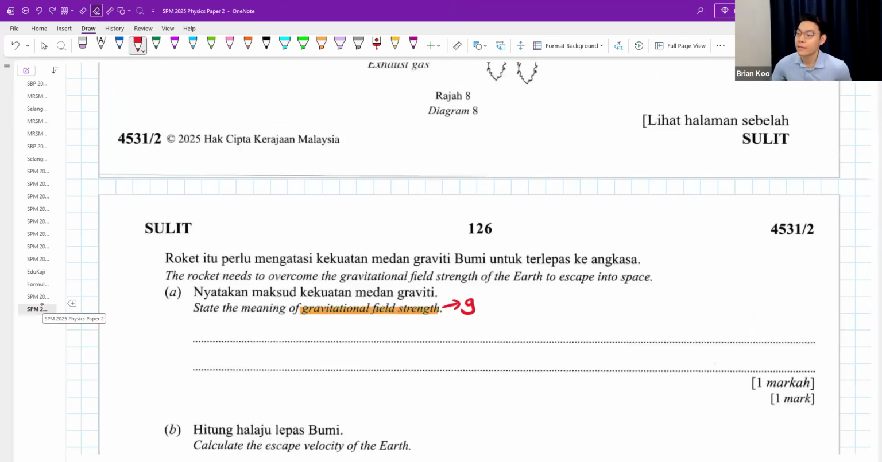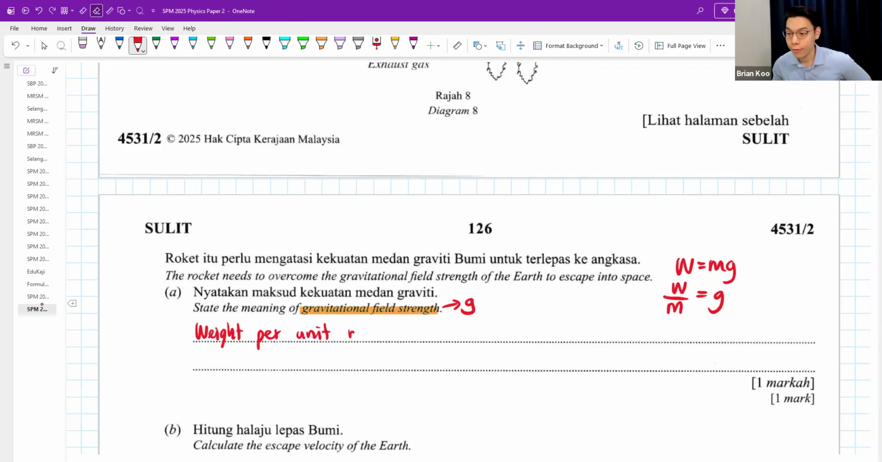I was looking for this because to get the g value, you can say it is weight divided by mass. You get marked already. If you write weight divided by mass, weight per unit mass, correct, they accept. The textbook version, they change the weight to gravitational force, because weight and gravitational force are the same.